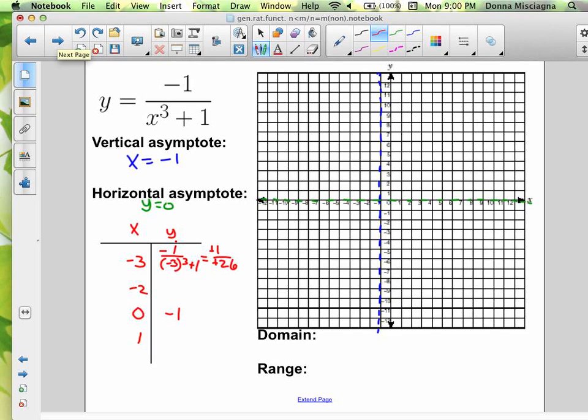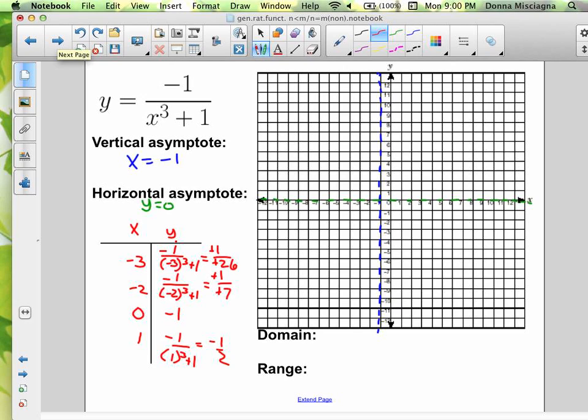If we plug in negative 2, we get negative 1 divided by negative 2 cubed plus 1. Negative 2 cubed is negative 8. Negative 8 plus 1 is negative 7. So this is negative 1 over negative 7, or just 1/7. We've got 0, negative 1, our only nice value. And then we'll plug in 1. So we have negative 1 divided by 1 cubed plus 1. Well, that's going to be negative 1/2. So there's our 4 values.